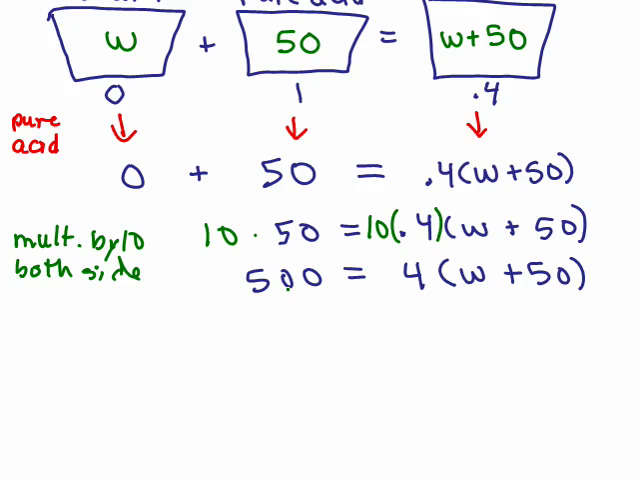Okay, so we've got 500 equals 4 times W plus 50. There are a couple ways to solve from here. I'm going to do a traditional way where we just first do the distributive property on the right. 4 times 50 is 200, and subtract 200 from both sides.